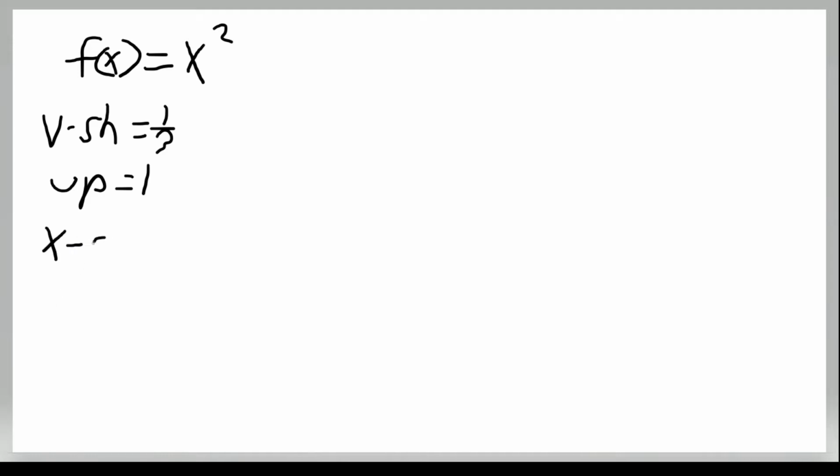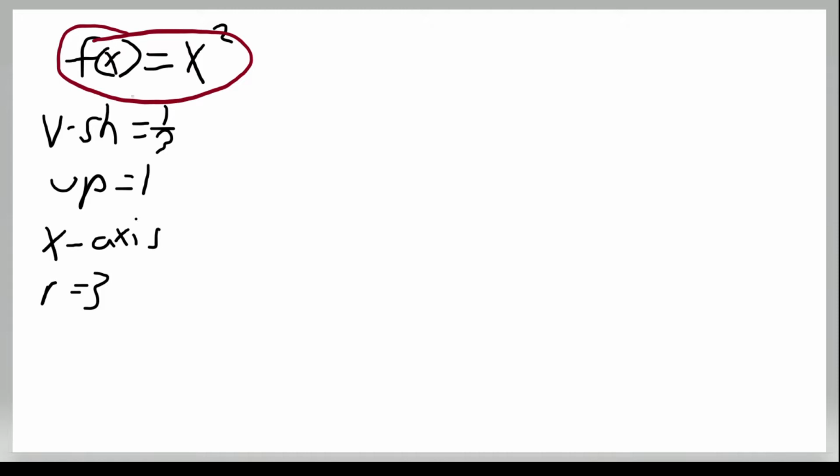I'll just put x-axis. You don't need equal sign. And then going to the right 3. So this is R3. So they want us to do a vertical shrink of 1/3. They want us to go up 1. They want to do an x-axis reflection of that. And they want us to go right 3. So we just need to plug that into this function up here.